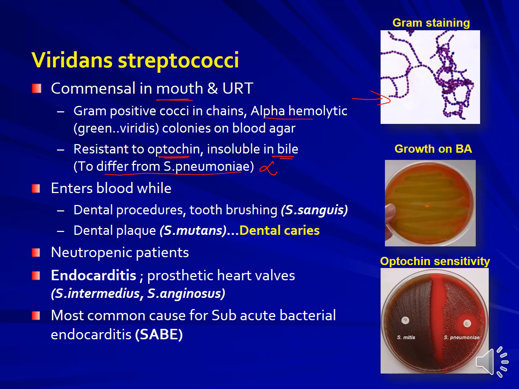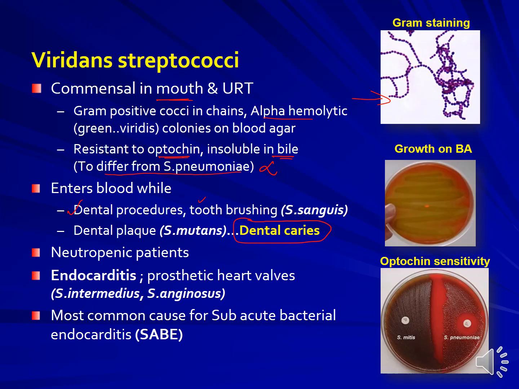To avoid it, we can do the optochin test and also the bile solubility test. Viridans streptococci are resistant to optochin, whereas Streptococcus pneumoniae is sensitive to optochin. And Viridans streptococci are insoluble in bile, but Streptococcus pneumoniae is soluble in bile. They enter the blood during dental procedures and toothbrushing, and are responsible for dental plaques and finally lead to dental caries.